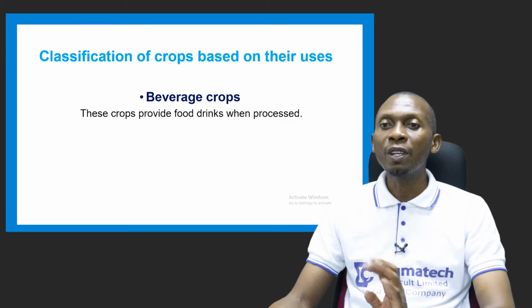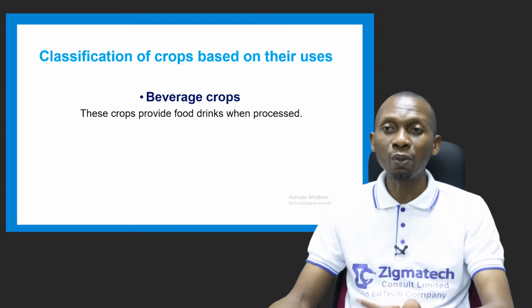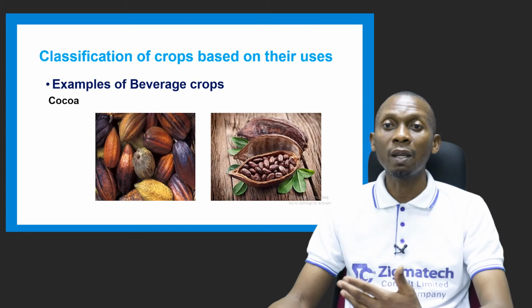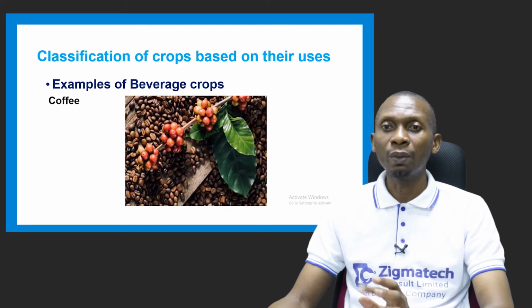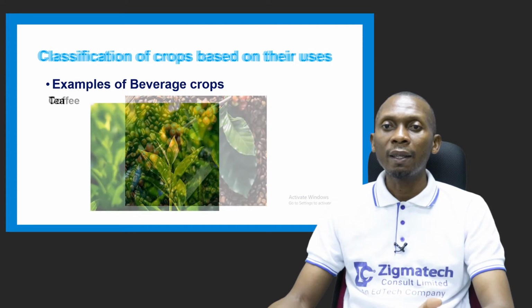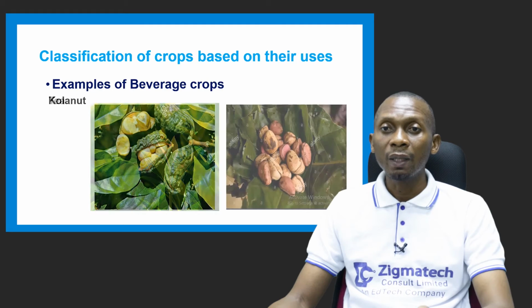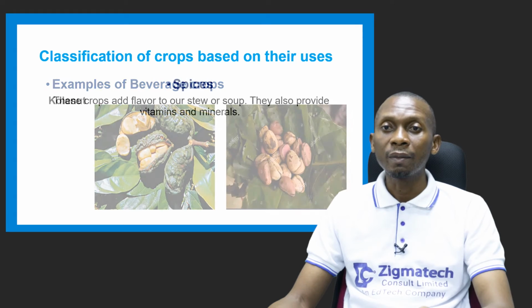Now we also have beverage crops. These are crops that help to provide us with food drinks when they are processed. Examples of such crops are cocoa, Theobroma cacao. We have coffee. We have tea, kola nuts.